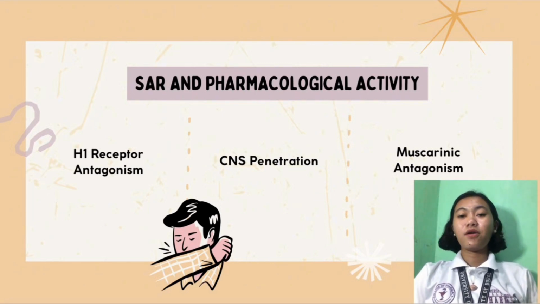The activity of doxylamine is strongly influenced by its structural features. The first is the H1 receptor antagonism. Doxylamine competes with histamine at H1 receptors, reducing allergic responses and causing sedation. Next is the central nervous system penetration.